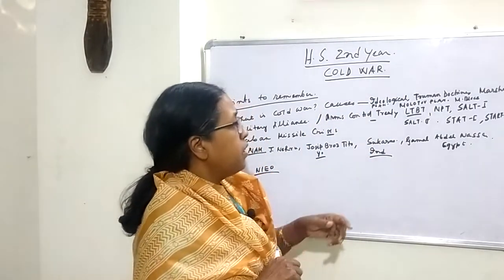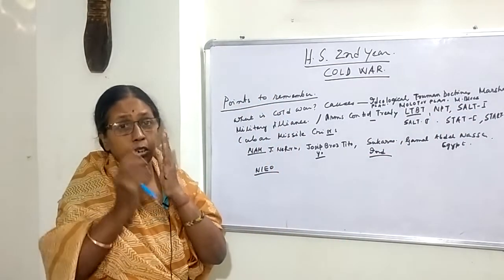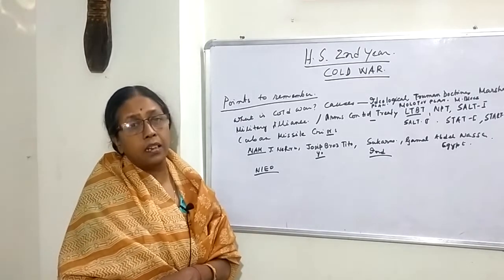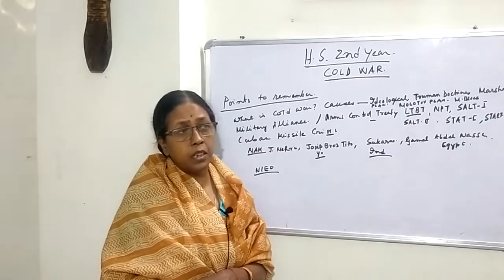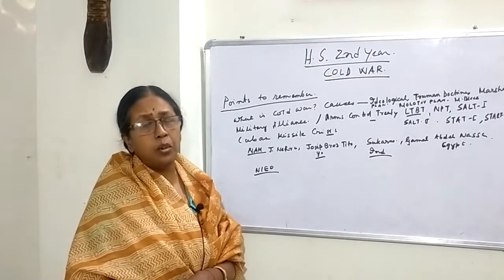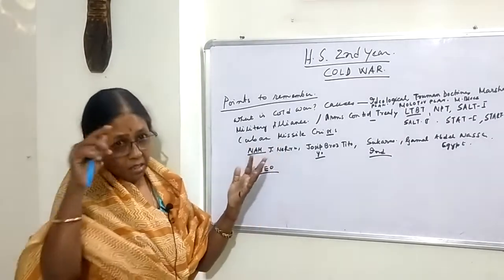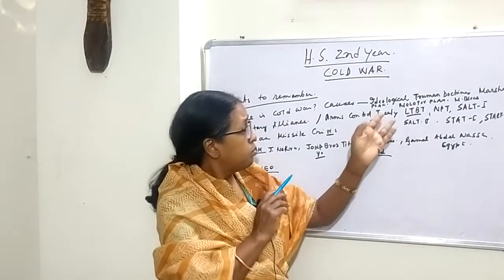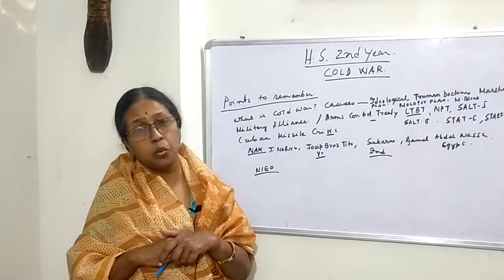What will happen after that? Military bloc. Military bloc means, after the Second World War, UNO was established. UNO means United Nations Organization, and that international organization was created for the establishment of peace and tranquility in this world. But no one started believing in UNO. On the other hand, some of the countries under the leadership of America formed a military alliance, and that is known as NATO.